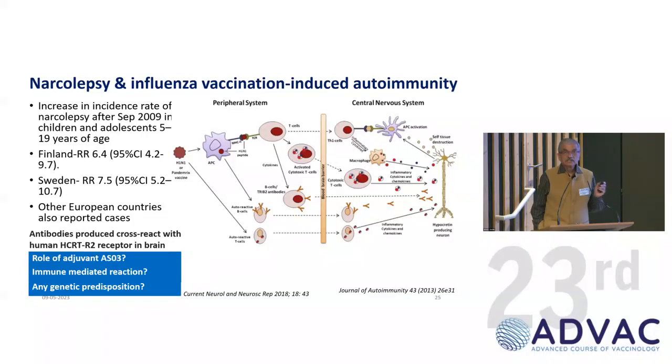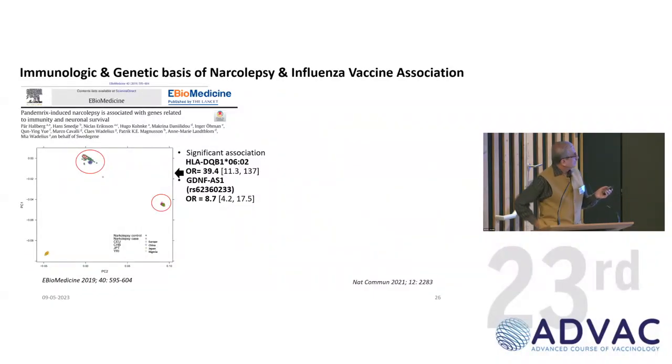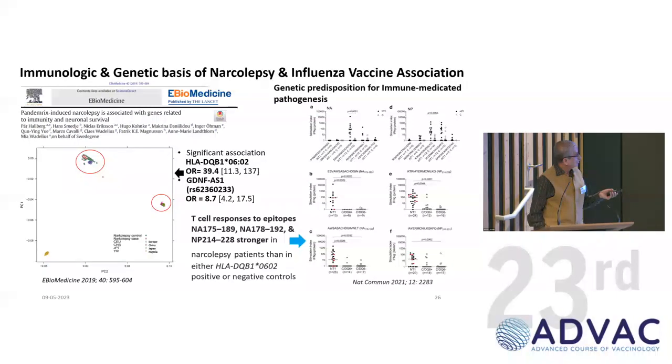I said role of adjuvant because a particular brand of vaccine was being considered. And there are further studies which show the significant association of this particular HLA with narcolepsy type 1. So again, a genetic susceptibility, and on top of that, an antigen which induces autoimmunity and neuronal damage.